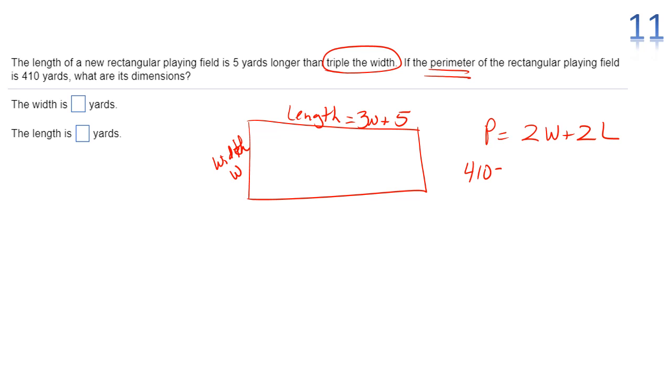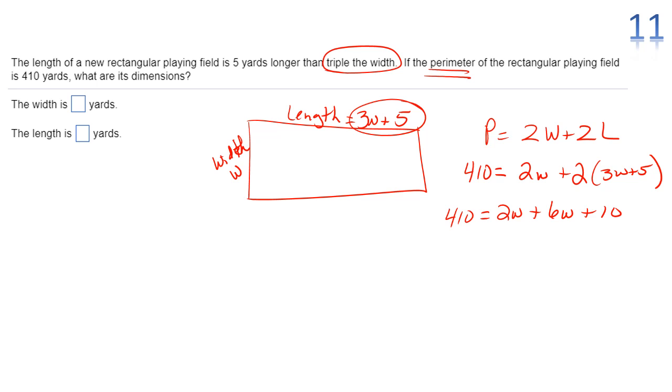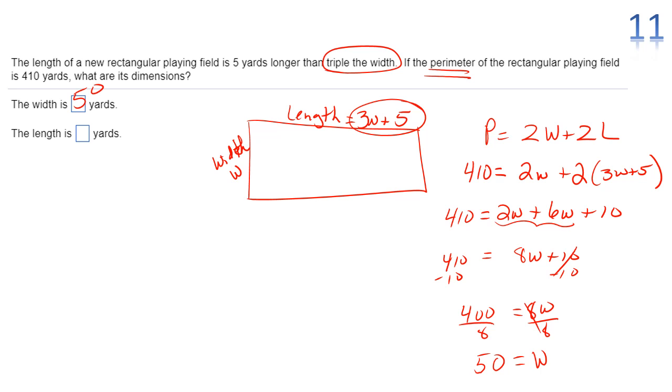Well, I have 410 for perimeter. Twice the width would be 2W, but twice the length, I'm going to have to use 3W plus 5 for the length. Now let's solve it. I get 410 equals 2W plus 6W when I distribute plus 10. Combining the like terms, I get 8W plus 10 over on the right, and I can subtract that 10. So 8W is equal to 400, and when I divide by 8, that tells me that the W, or the width, is going to be 50. Now the width is only one question, that's the 50, and we must get the length. Remember, length was 3W plus 5. So that's 3 times 50 plus 5. And when you calculate that, that's 155.